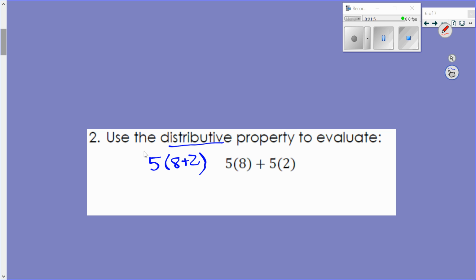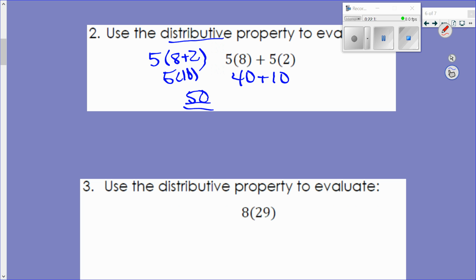So that's your first part. And then this is actually 5 times 10 or 50. From this side, it would have been 40 plus 10. Either way of solving that one would work. Okay, now you guys have the idea. Go ahead and distribute this and then evaluate.